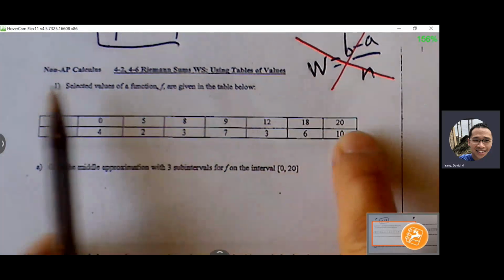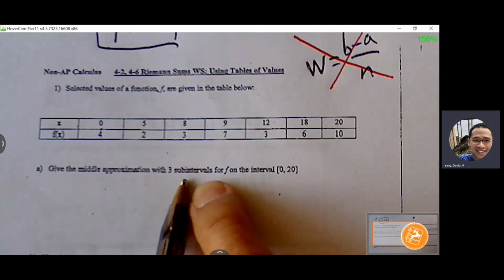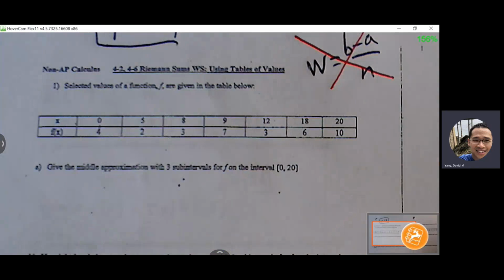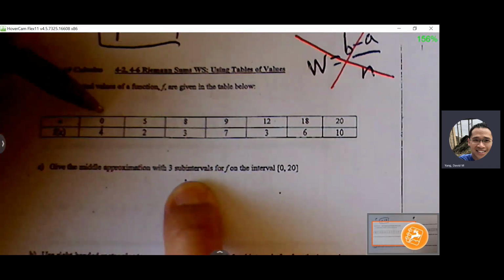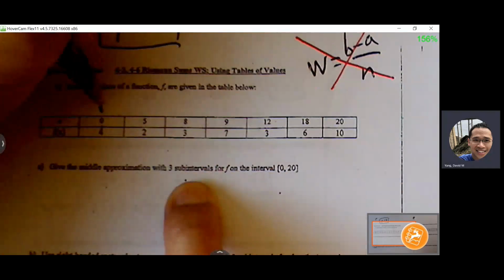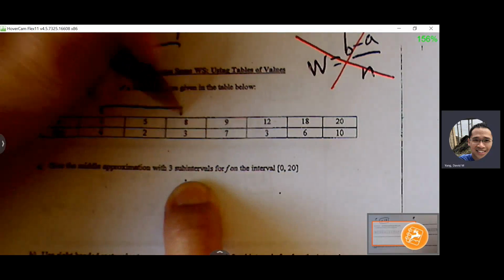So, interval from 0 to 20. We see 0 on the left, 20 on the right. We want to basically split it into three subsets that all share the same number of ordered pairs. Okay, so we don't care about the width; it's not going to be the same, most likely. So you're going to start at the middle of the first ordered pair, and then you're going to span across what you think will be the first subinterval.